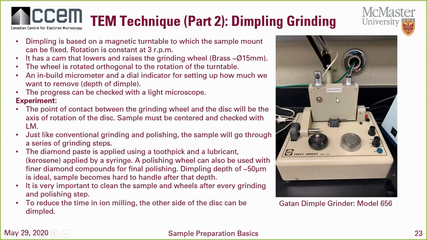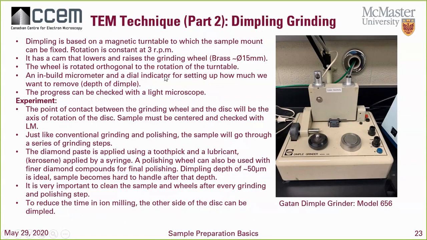So the cam rotates orthogonal to the turntable. It has an inbuilt micrometer and a dial to set up how much we want to remove. So the depth of the dimple will allow us to know how thin the sample is in that cross section, so that we know we need to stop here and go into our ion milling to further finish it, because we want electron transparency around that. The whole point of dimple grinding is we want to make sure that we thin the sample enough that we can pass it on to an ion mill to make a hole. And in theory, the edges around the hole will be electron transparent. Make sure that you check your progress as you go.